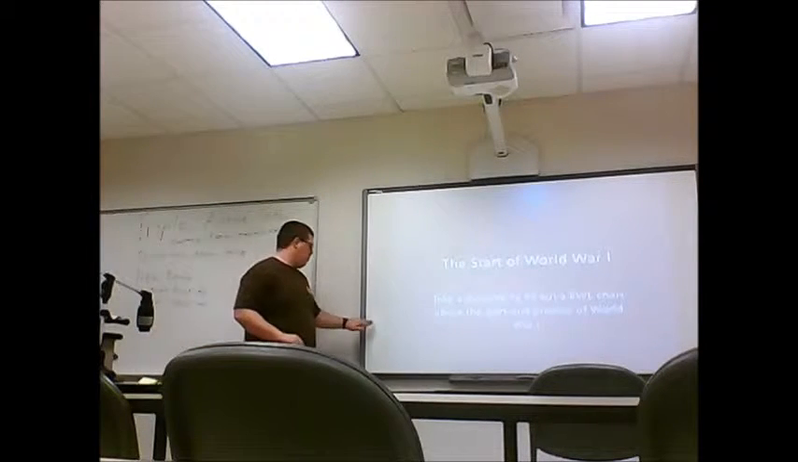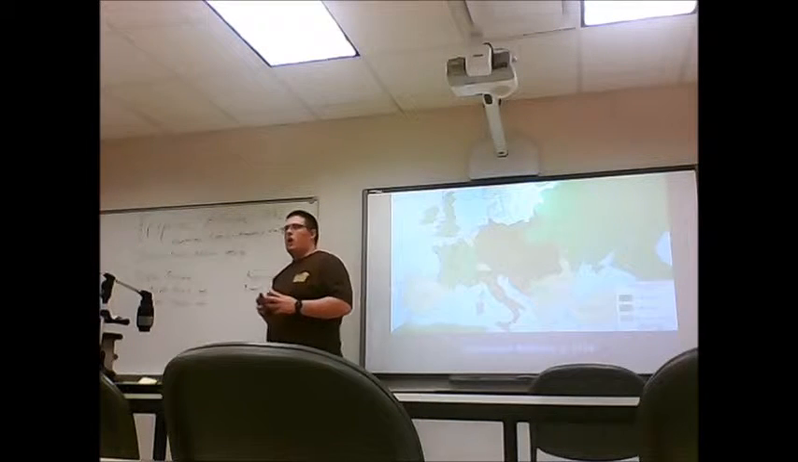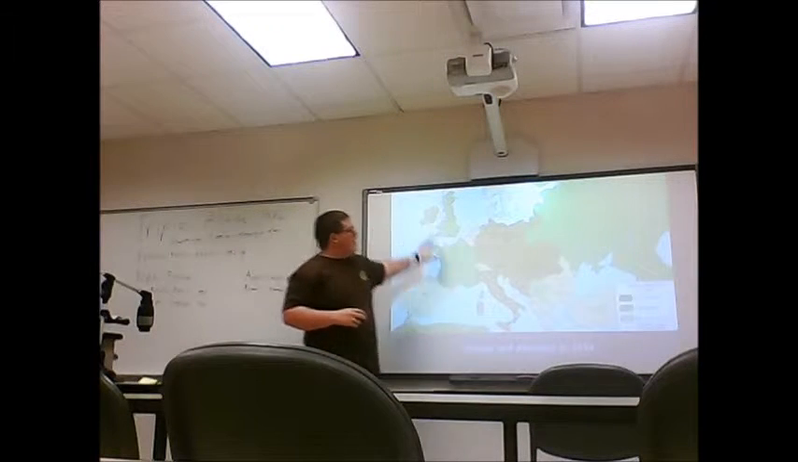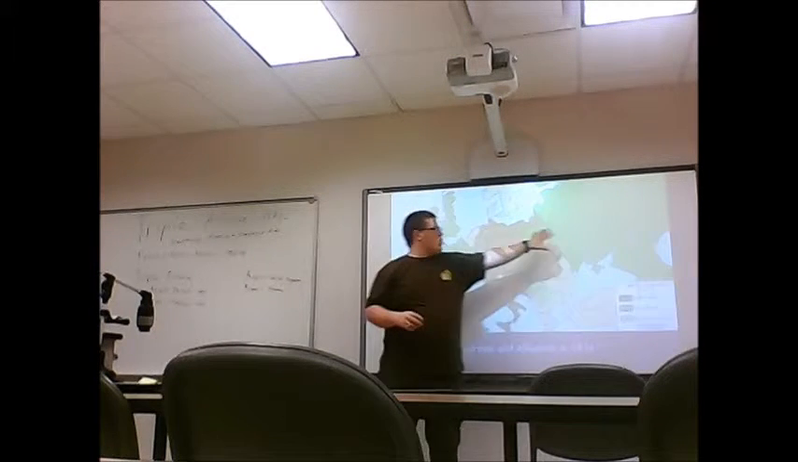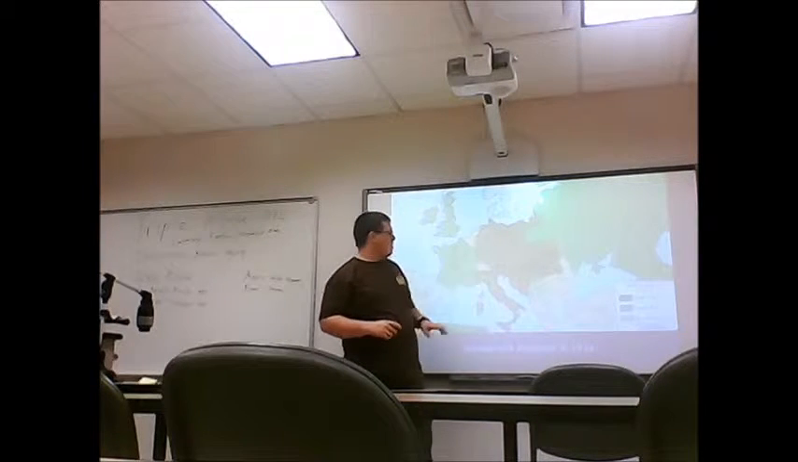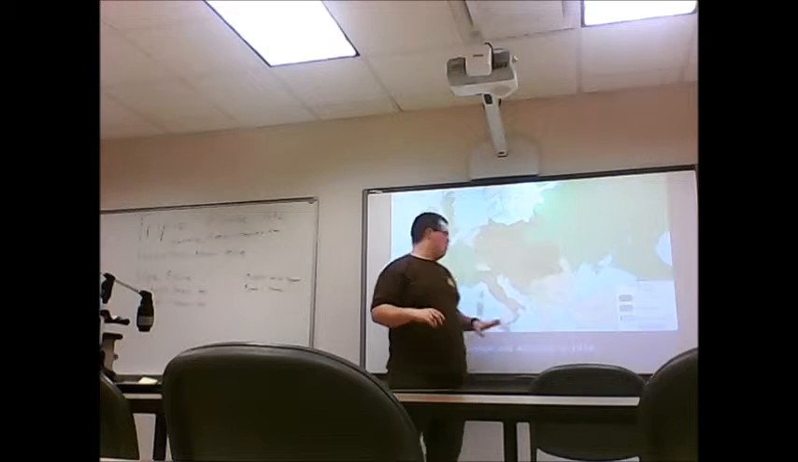Okay, thank you for filling out the KWL charts. World War I basically started off because of alliances. The green here, United Kingdom, France, and Russia, is one alliance. Germany, Austria-Hungary, and Italy is another alliance. Montenegro and Serbia have an alliance with Russia.